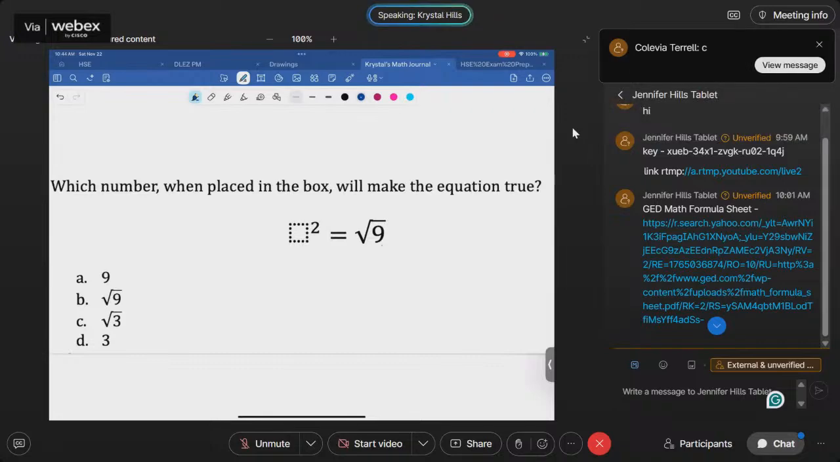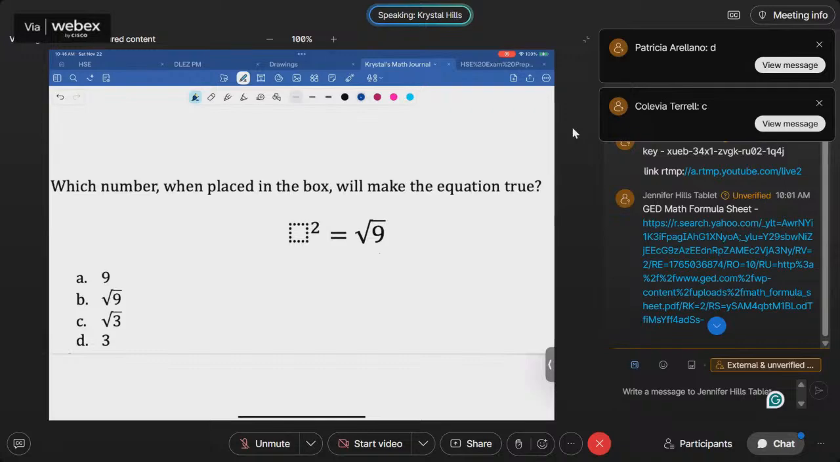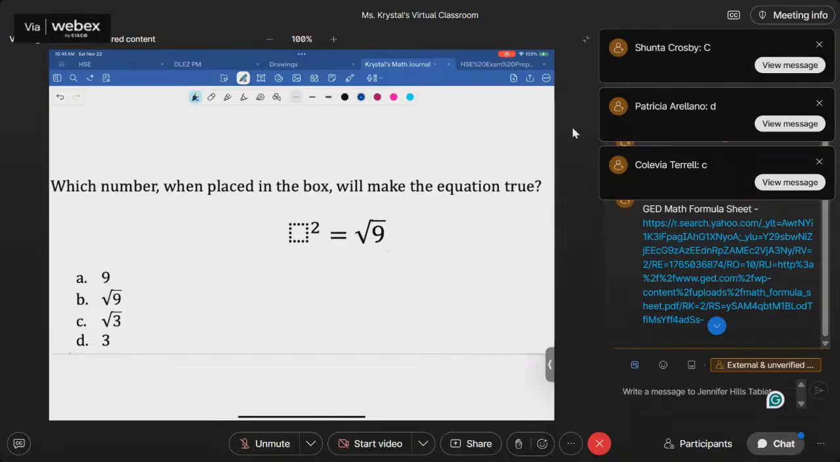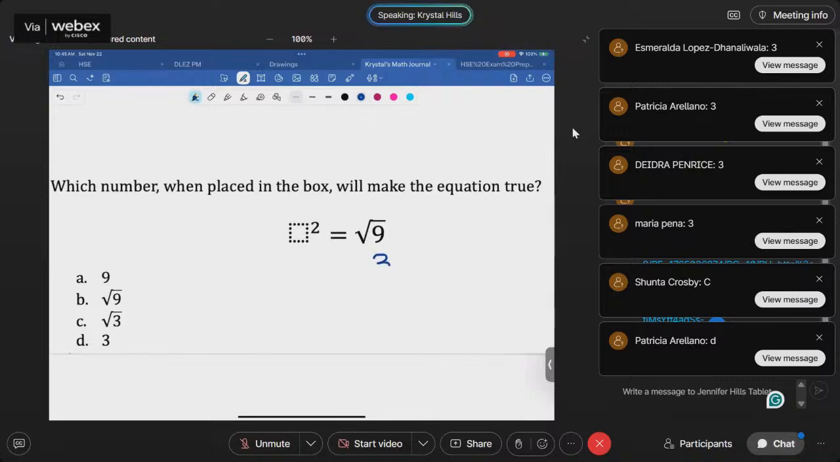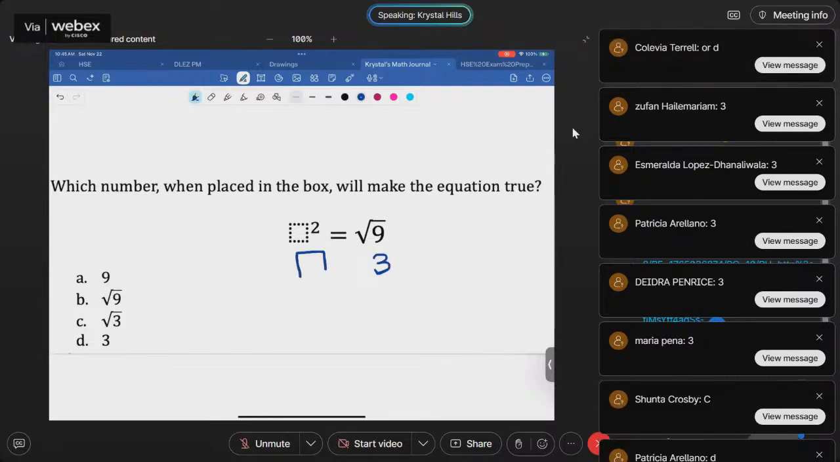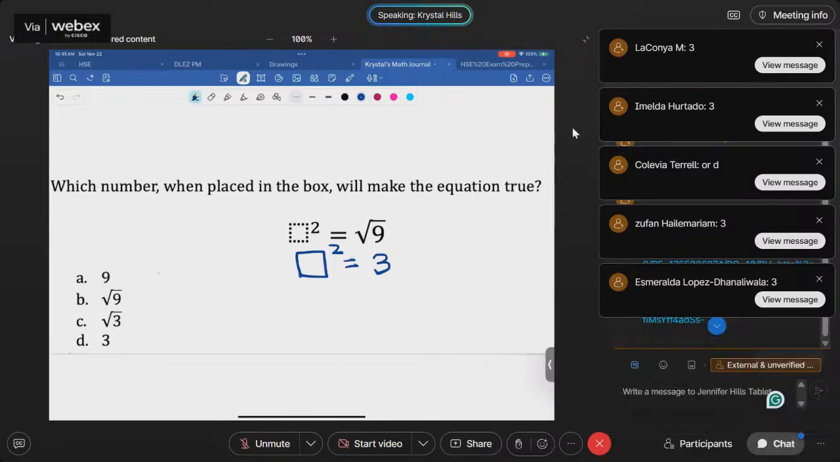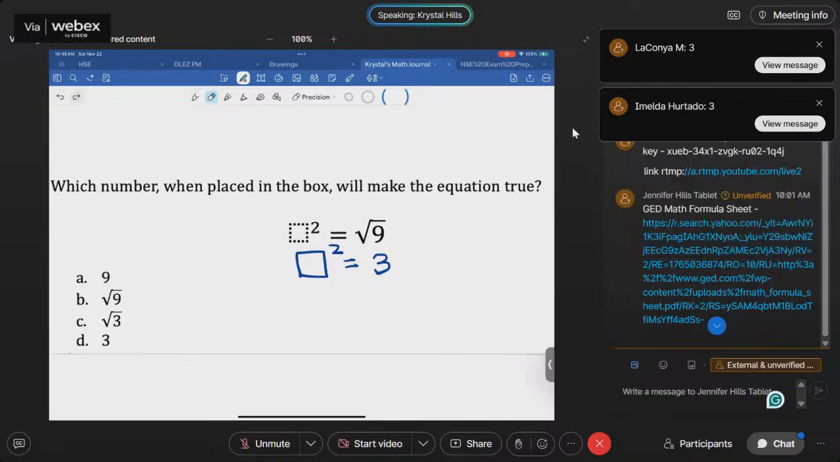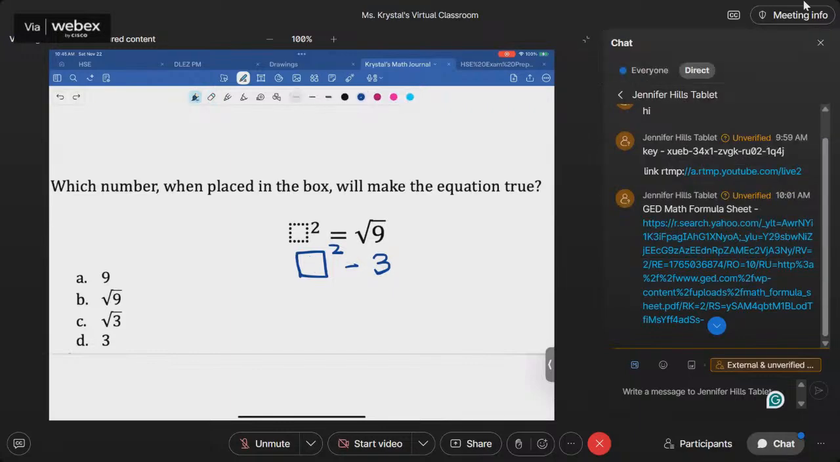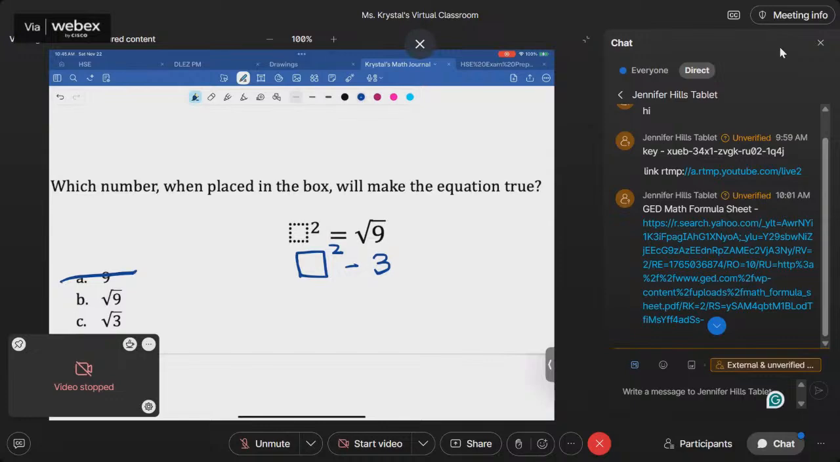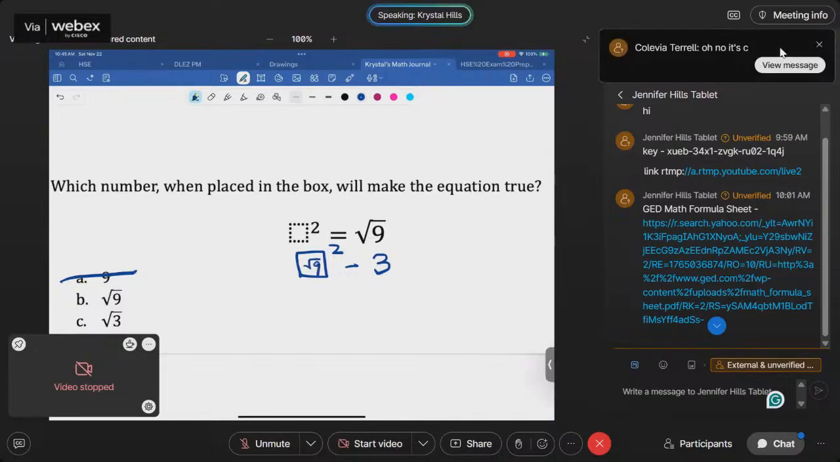All right, so what is the square root of 9? The square root of 9 is 3. And we have this box with the square. Now we have to see what equals 3. 9 squared, if we put a 9 here, that does not equal 3. That equals 81. If we put square root 9 here, that's going to give us 9.